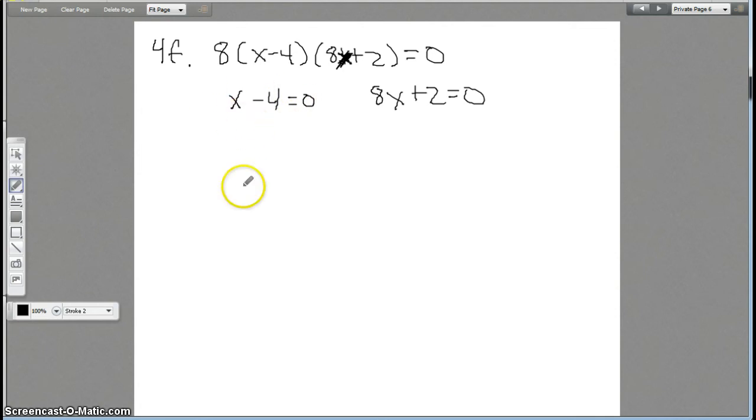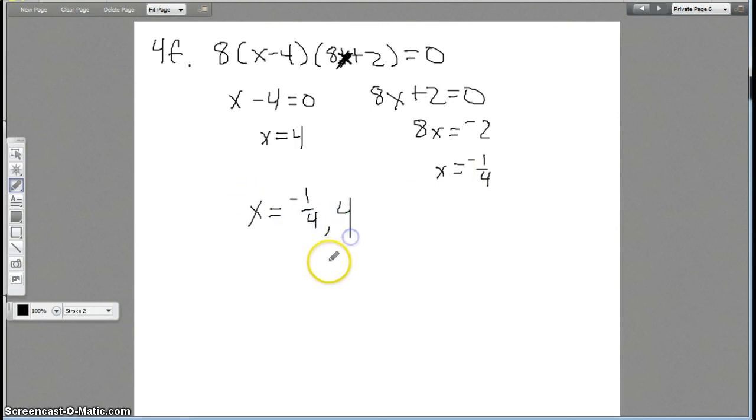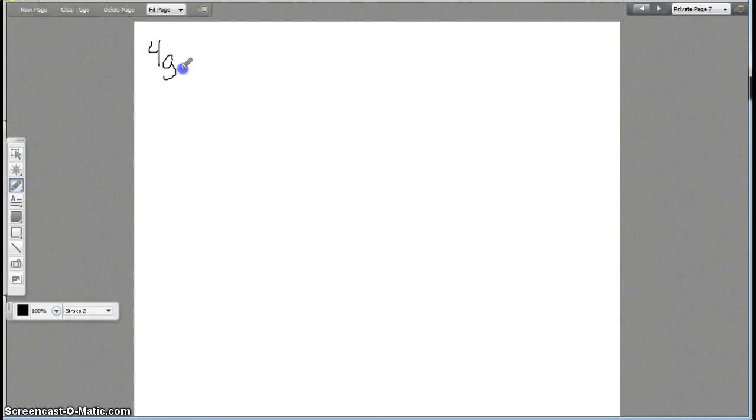So to solve the equation on the left, I add 4 to both sides and get x equals 4. To solve this equation on the right, I subtract 2 from both sides to get 8x equals -2. And then I divide both sides by 8 to get x equals -1/4 because we have -2/8, which simplifies to -1/4. So our solutions are x equals -1/4 and x equals 4. Those are our 2 solutions for part F. And now let's go ahead and do parts G and H because those are kind of special. Number 4, part G, we have x plus a times x plus b is equal to 0. We can still solve this.